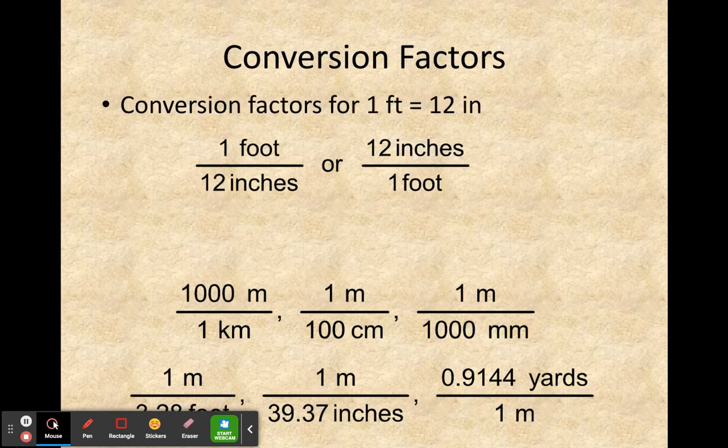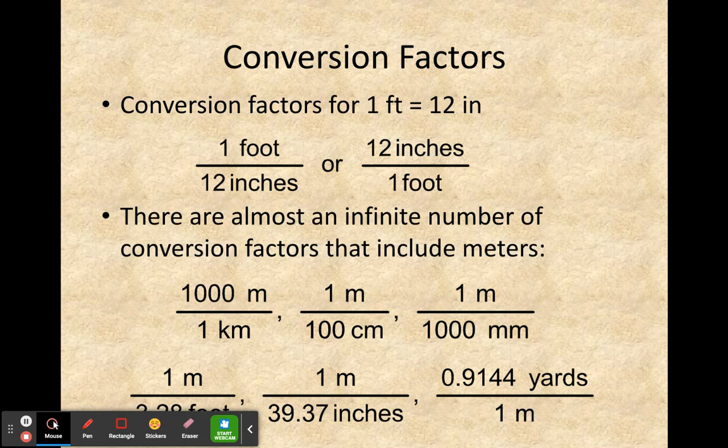Okay. So, for instance, conversion factor 1 foot equals 12 inches. You can write your conversion factor as 1 foot over 12 inches, or you can write it as 12 inches over 1 foot, depending on what you are trying to convert and what you're trying to find. And there are almost an infinite number of conversion factors that include meters. So you can just write like a couple of those down. You don't have to write them all down.